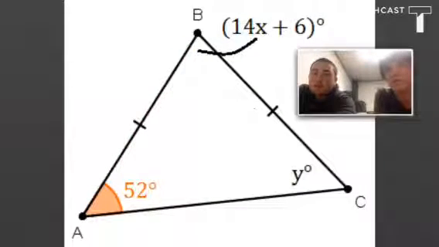Since this isosceles triangle does not give any sides, you cannot find them. However, the angles will be congruent, so 52 and then 52.